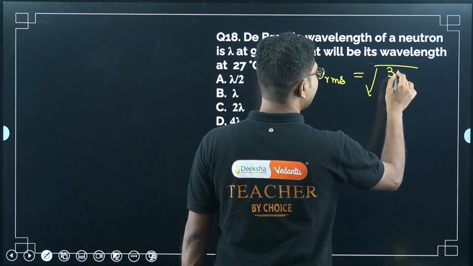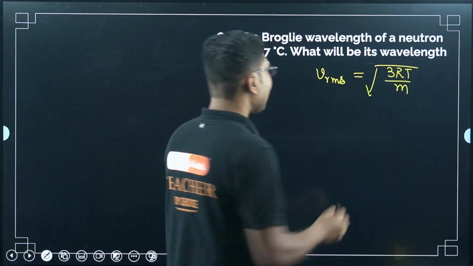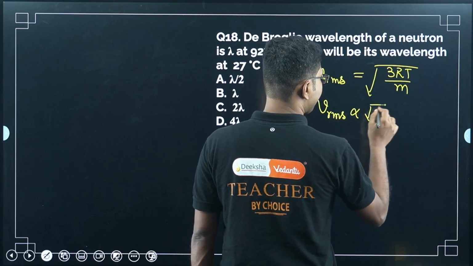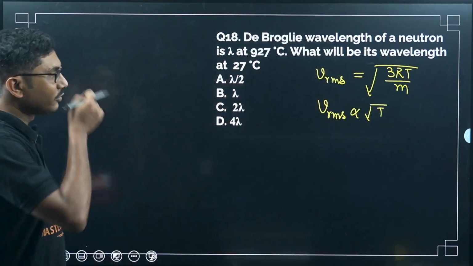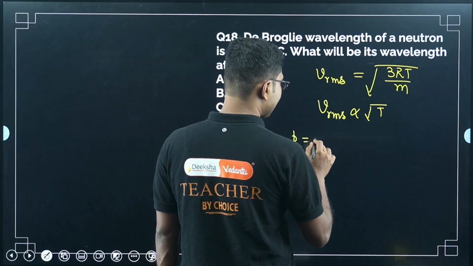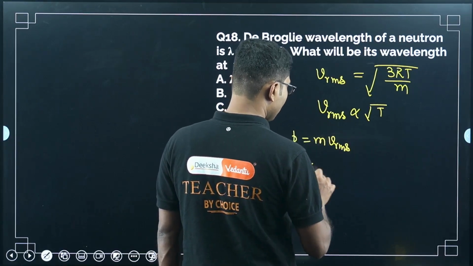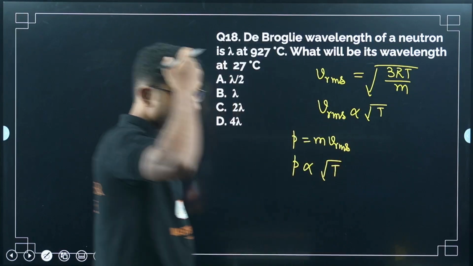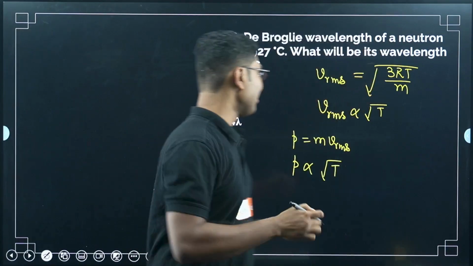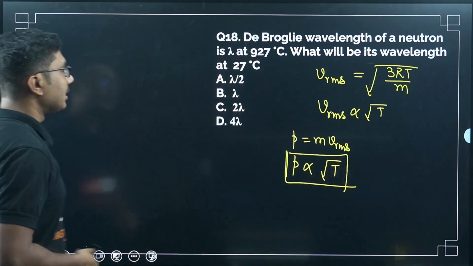the VRMS expression is the square root of 3RT by M, right? So VRMS is directly proportional to the square root of the absolute temperature. Now what is momentum? Momentum is nothing but m times VRMS. So momentum is also proportional to the square root of the absolute temperature. For any gas particles, for any neutron or electron or anything else, you should remember that the momentum is directly proportional to the square root of the absolute temperature. This is one of the things that we are going to use here.